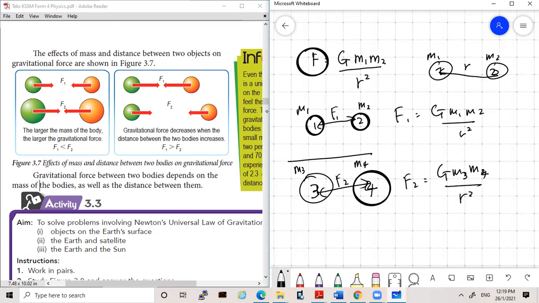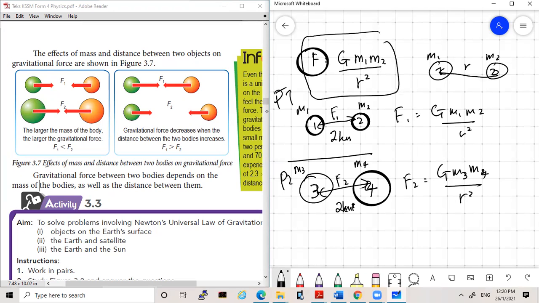That means the distances are equal. Let's say this is 2 kilometers and this is also 2 kilometers. So in both phenomena, the distance is equal, but the difference is the masses of the objects. In phenomena 1, the masses are smaller compared to phenomena 2. So what can we conclude from both situations based on our equation here?